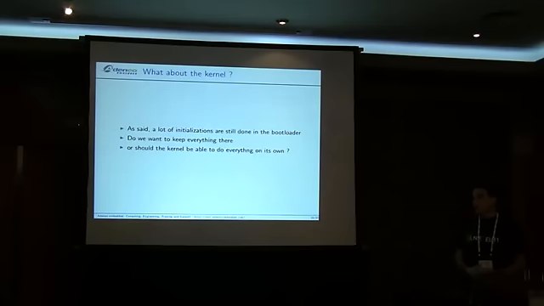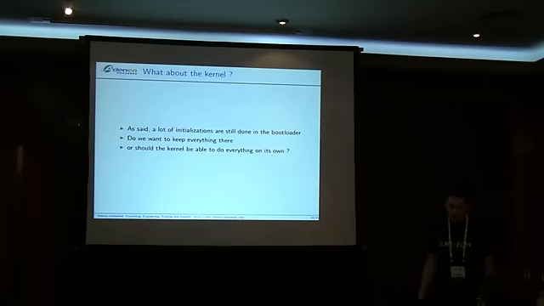So what about the kernel? Like I said, there are still a lot of initializations that are done in U-boot. Do we want to keep everything in the bootloader, or do you want to migrate everything to the kernel? Should we do something that is configurable? I don't know yet, but I really feel that a lot of initialization needs to be done in the kernel now. At least the device trees are trying to do that, so that's good.